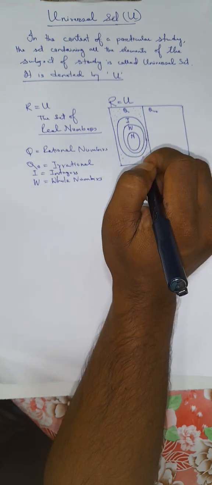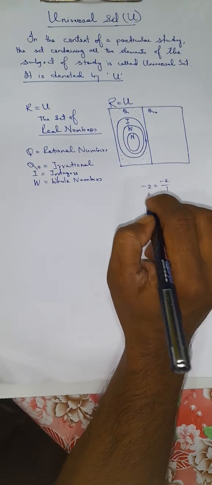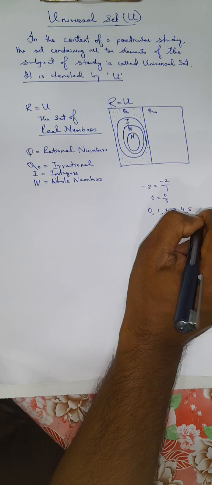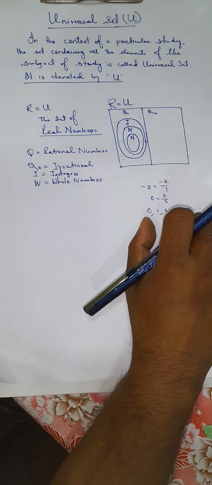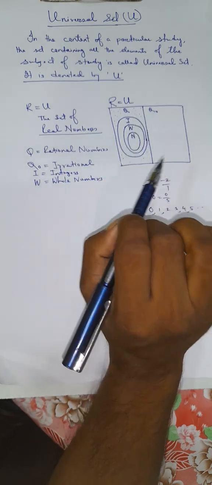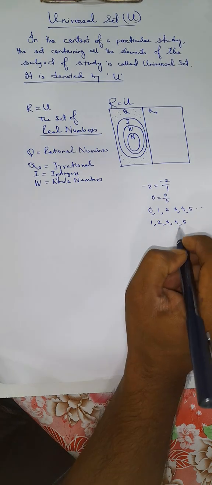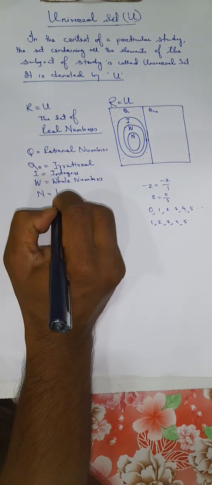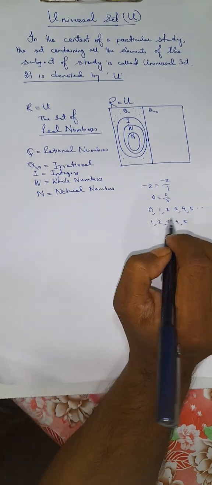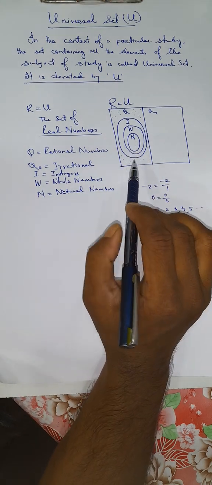Now every whole number is an integer, like 0, 1, 2, 3, 4, 5, etc. These are whole numbers. Every whole number is an integer. So the set of whole numbers lies within the set of integers. Now every natural number, 1, 2, 3, 4, 5. Natural numbers are denoted by N. So every natural number is a whole number. So the set of natural numbers lies within whole numbers.